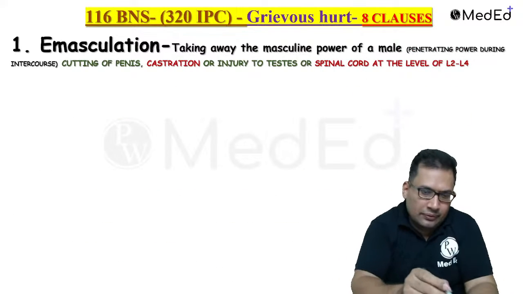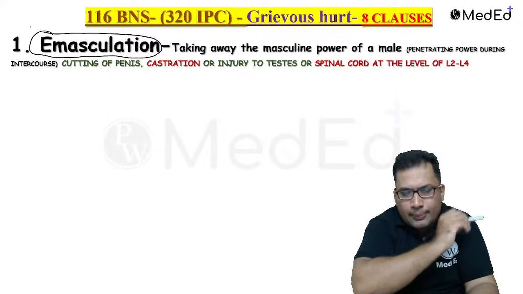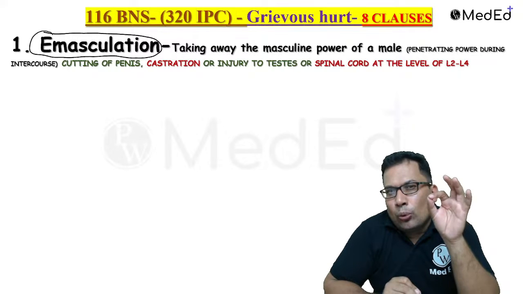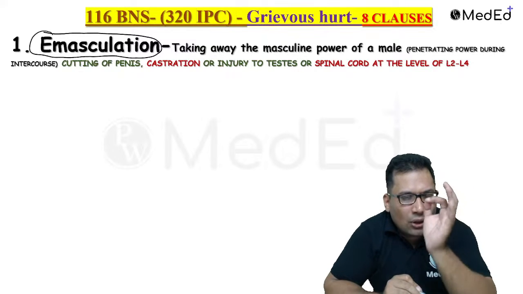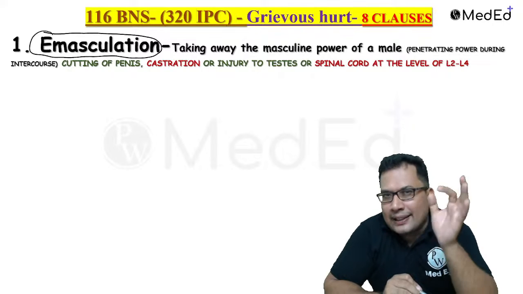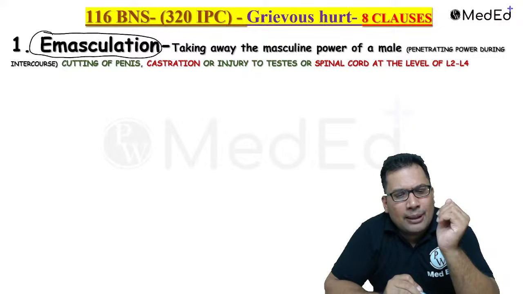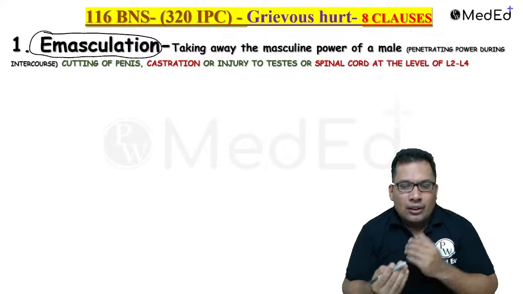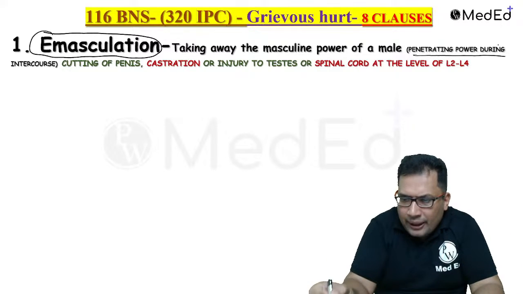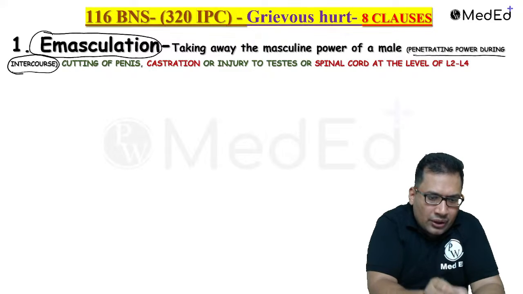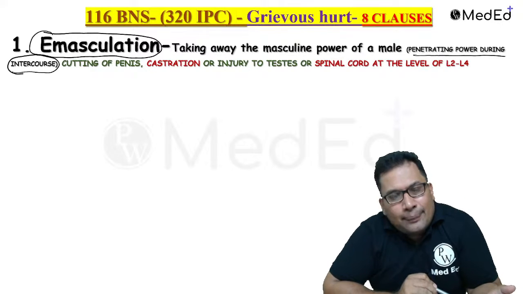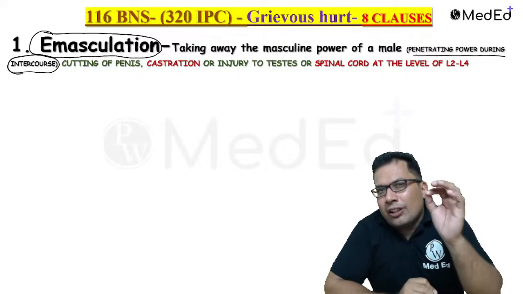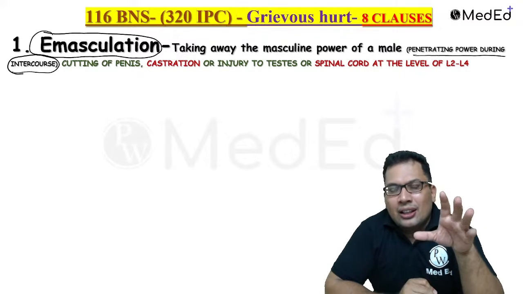Okay, emasculation. Remember, emasculation is applicable only to the males. This clause is applicable only for the male sex. What do you mean by emasculation? Taking away the masculine power of a male, for example, penetrating power during intercourse. In simple words, it is the masculine power, that means penetrating power during intercourse. Whenever there is damage to this, emasculation, it can be grievous hurt.